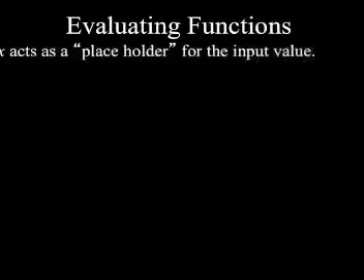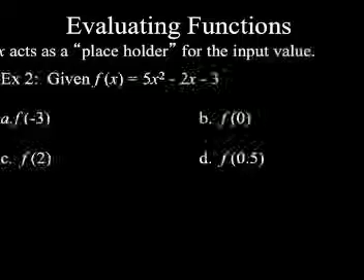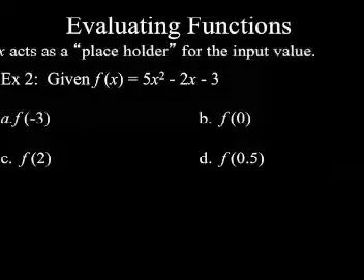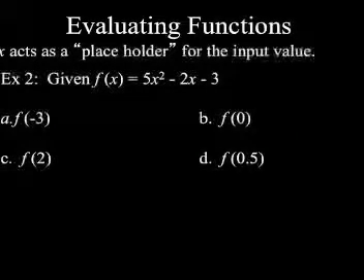When we evaluate functions, and this can be a little bit tricky at times, we want to think about x acting as a placeholder for the input value. So a lot of times when I read a function, let's say it says f of x equals 3x plus 2, I'll think of 3 times the input value plus 2. And that just reinforces that that x is just holding the place of our input value. So let's take a look at example 2. We're given that the function is 5x squared minus 2x minus 3. So we're going to evaluate f of negative 3, f of 0, f of 2, and f of 1/2.